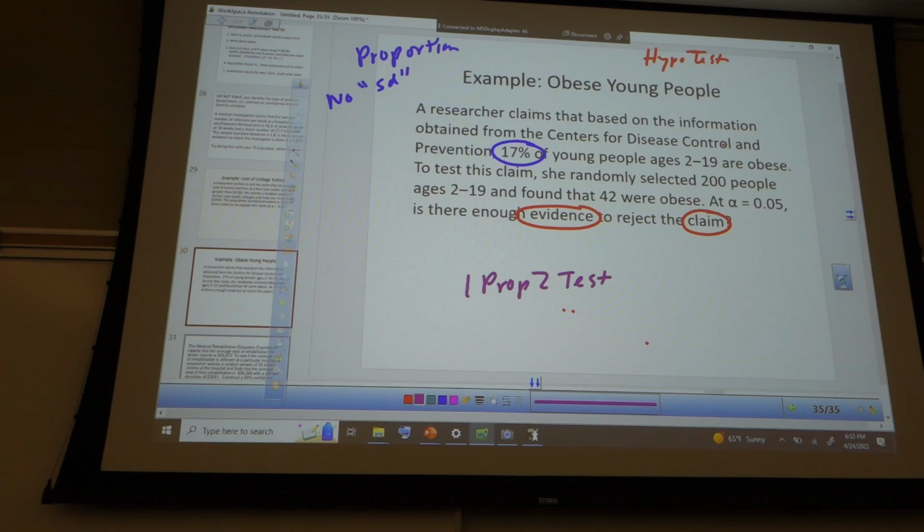Good? Let's try it. Everyone do it quickly. Would it be not equal to? What's our claim? Our claim is that they are equal, so my claim is that p, not mu, p is 0.17. So that means that it's going to be not equal to.